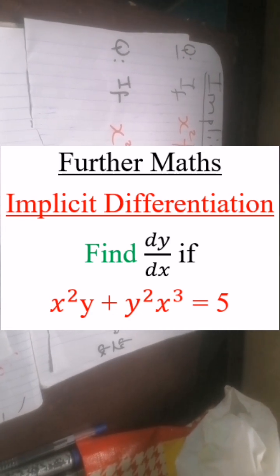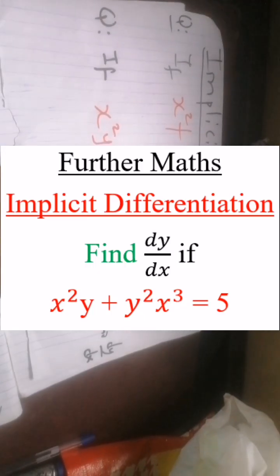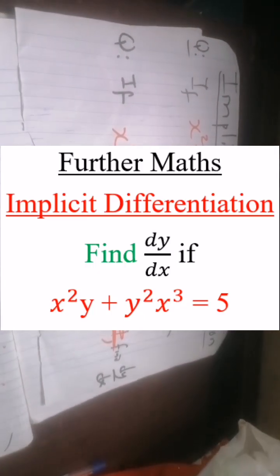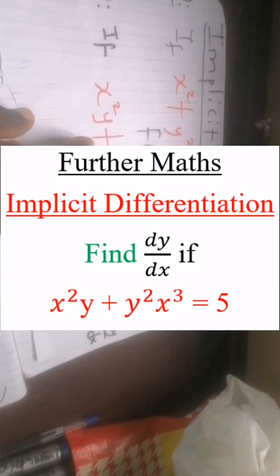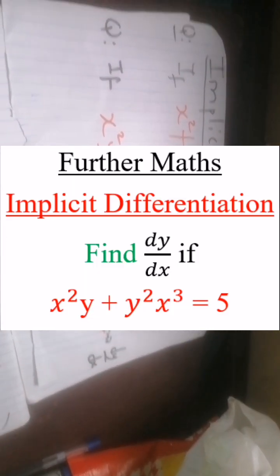Okay, today I want us to solve a question. The question is based on a topic called implicit differentiation. So this is the question: if x squared y plus y squared x cubed is equal to 5, find dy dx.